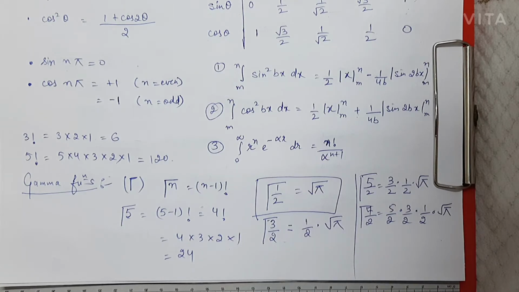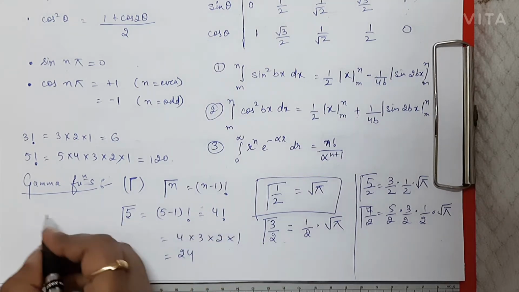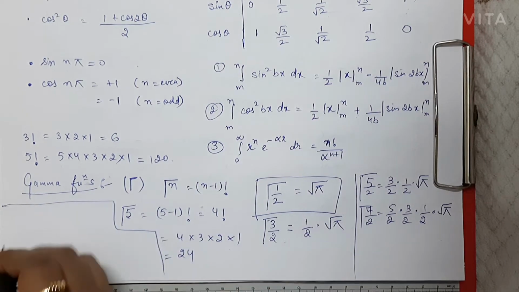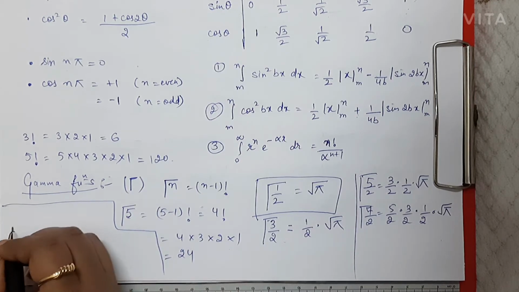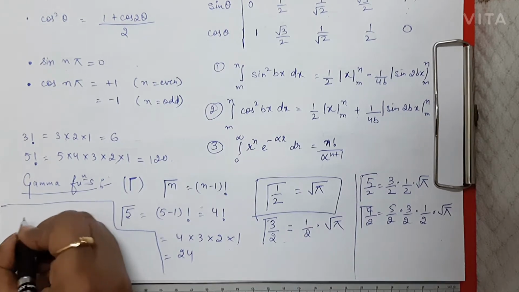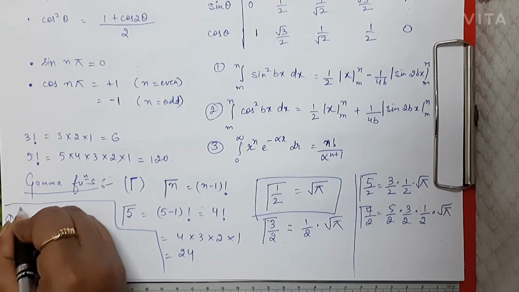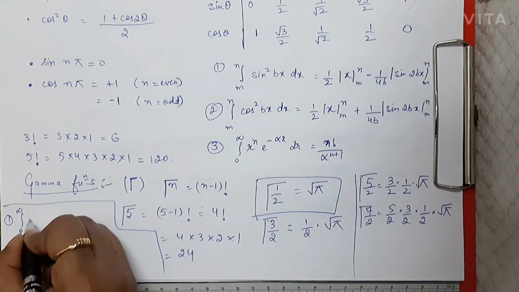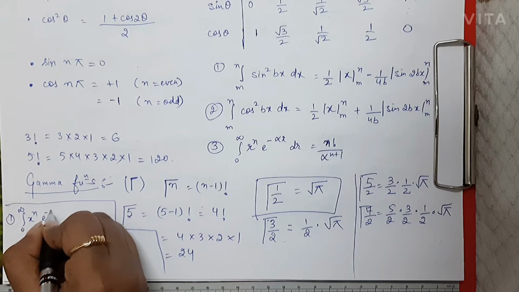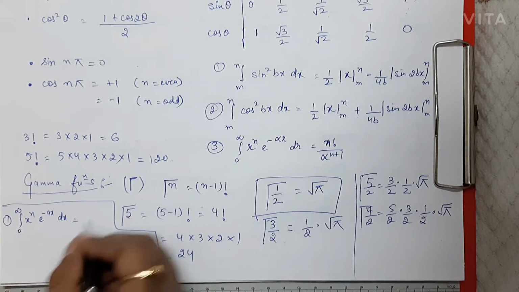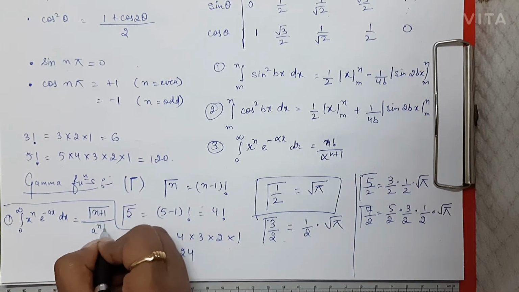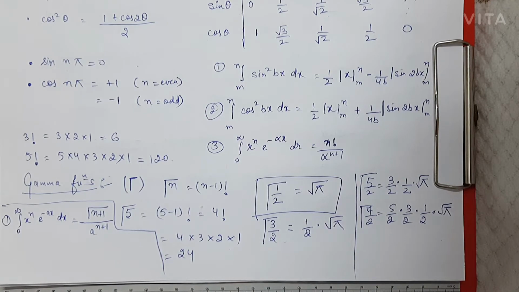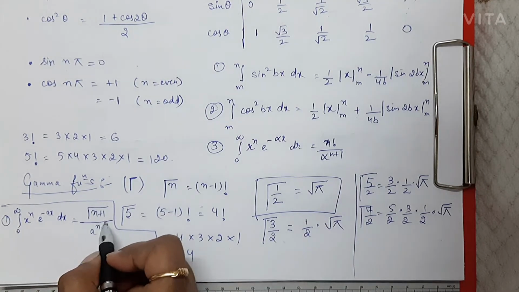Now there is one more formula left which you have to remember. I'm going to write it here. There are two formulas actually. The first formula is the integration from limit 0 to infinity of x to the power n e to the power minus ax dx, which will be equal to gamma function of n plus 1 divided by a to the power n plus 1. This is the first formula. So now you know what gamma function is.